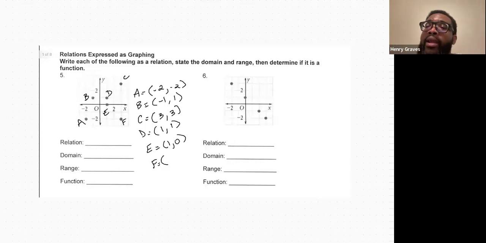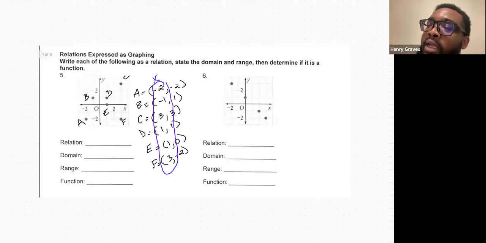My domain are all my X numbers. So all these numbers here I've circled in purple are all going to be my X or my domain. Put them in order from the smallest to the biggest. It'll be -2, -1. We have two 1s, and then we have two 3s.